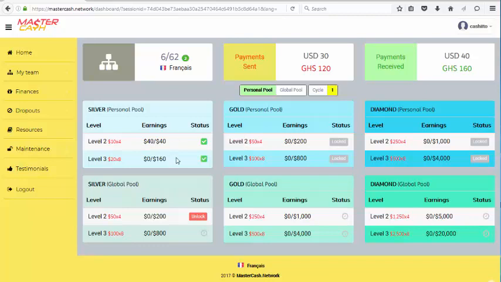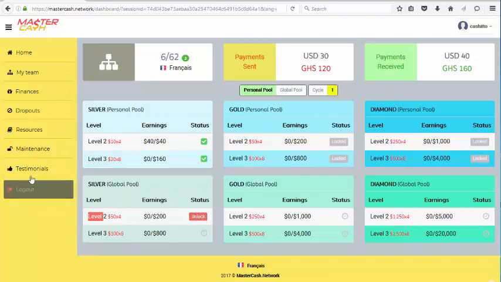Now, to access the world pool, you need to come to the dashboard of the global pool matrix, starting from the silver matrix, and at level 2 where your earning is supposed to start, you click on unlock. Now when you click on unlock, it will take you to the place where you enter your global pool access code.